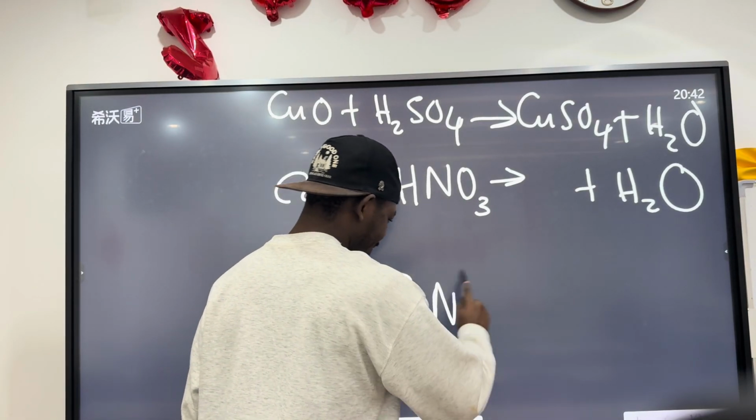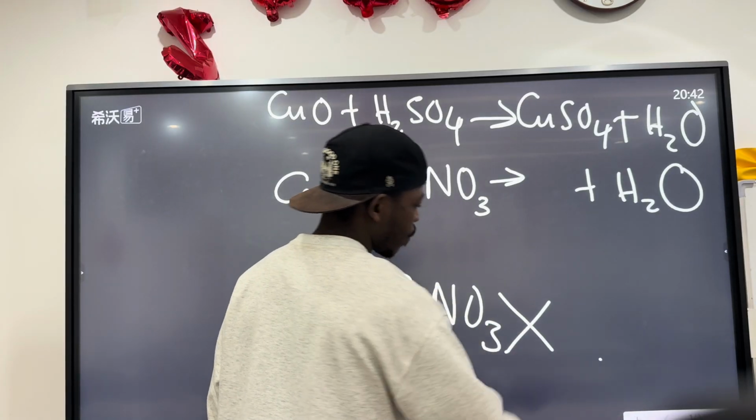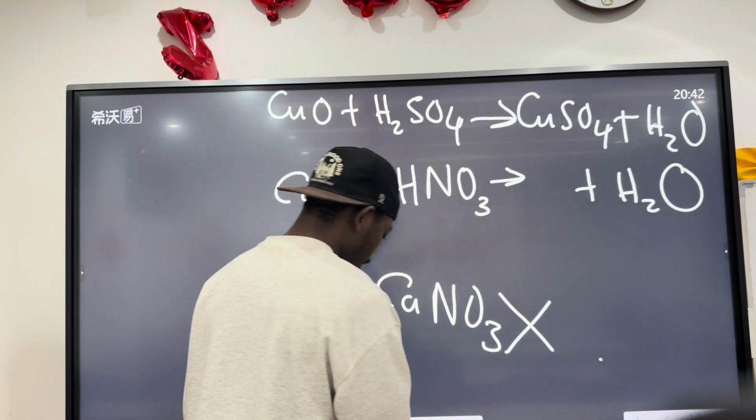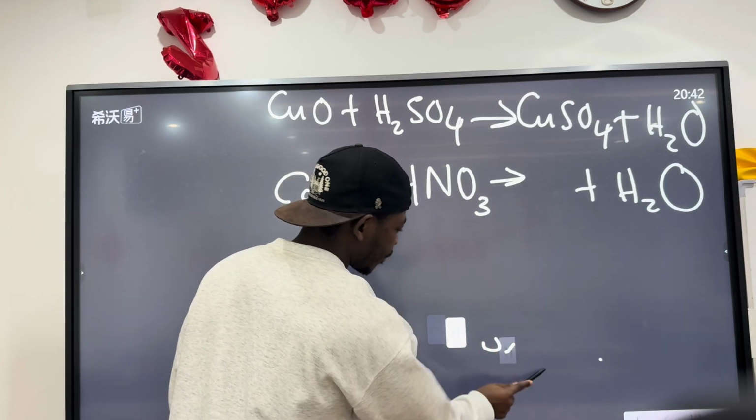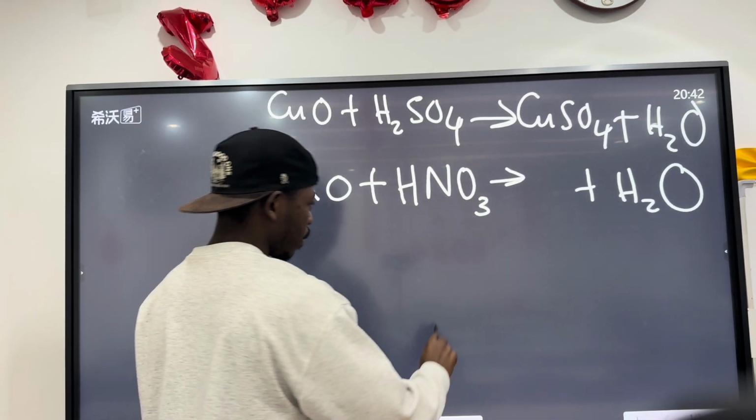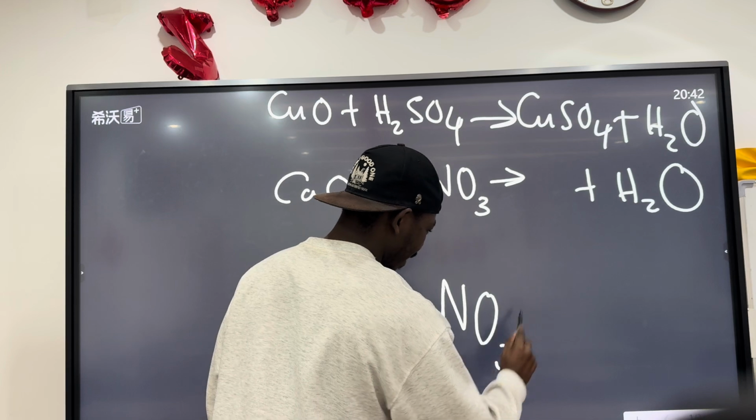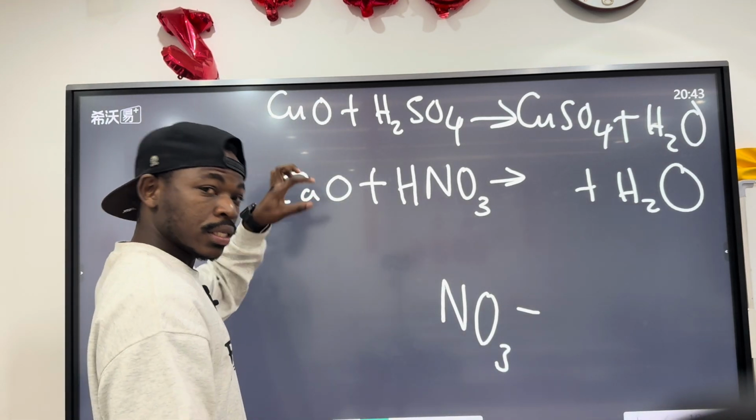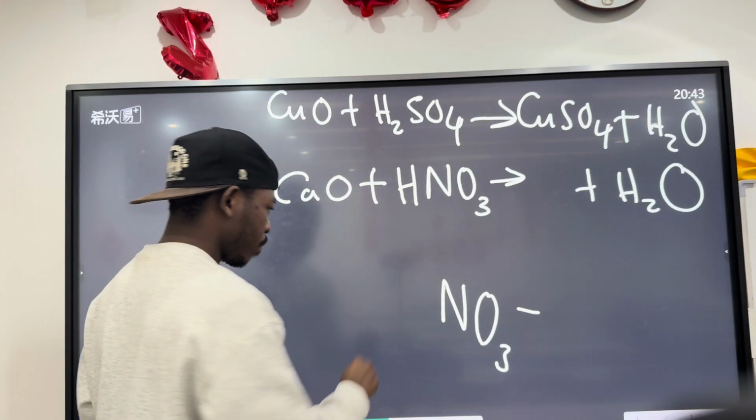Students will write this. Wrong. That is not how we write calcium nitrate. Okay. Nitrate has a valence of 1. It's a radical. This is how we write nitrate, like that. It has a valence of 1. Calcium is in group 2. It has a valence of what? 2.